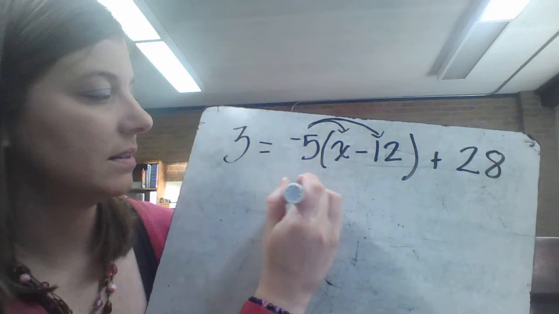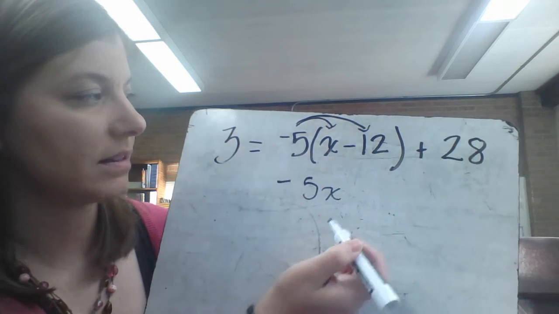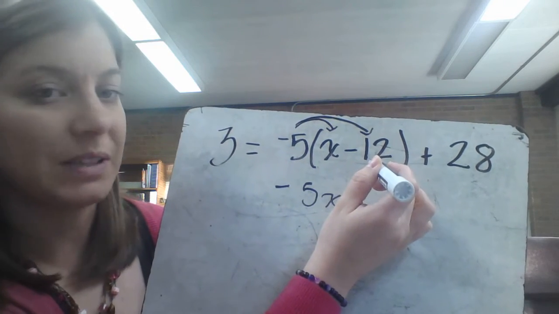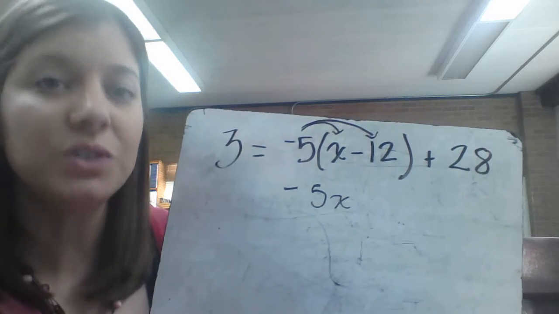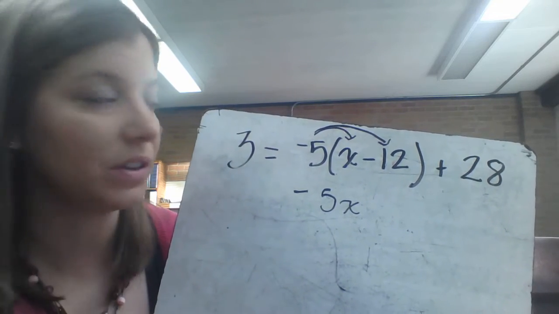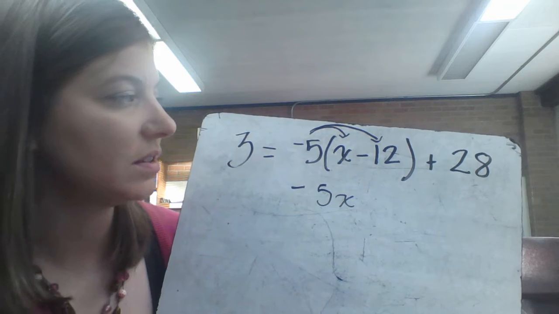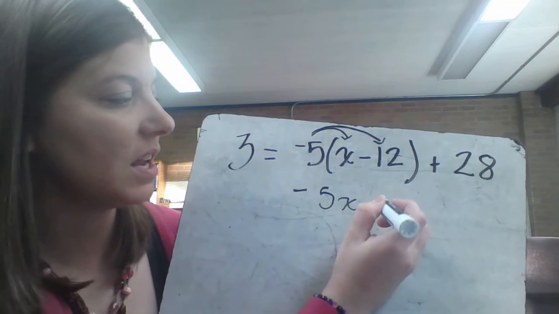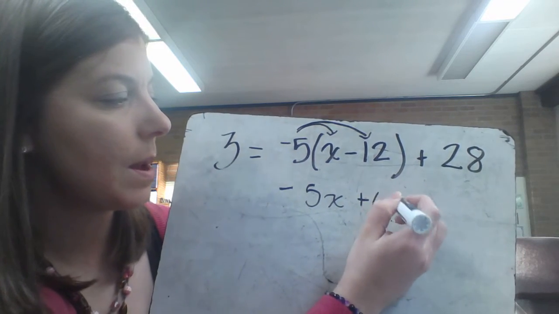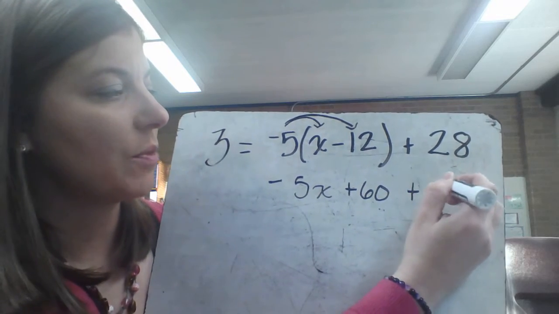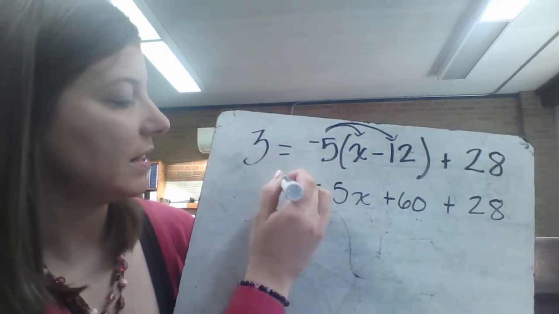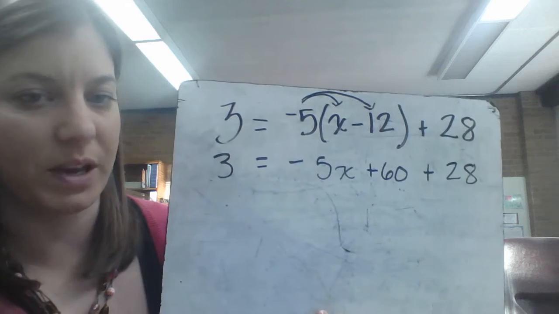-5 times x is -5x. -5 times -12. Okay, if you need to, use a calculator. You've got to use a calculator, all right, if you don't know how to do this. So 5 times 12 is 60. A negative times a negative is a positive. Bring down the plus 28. Bring down the equals. Bring down the 3.